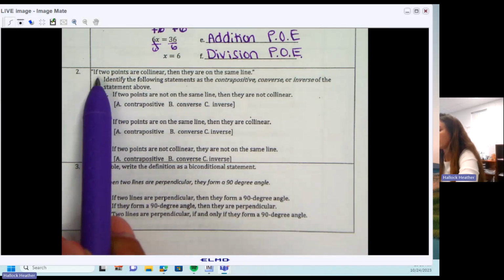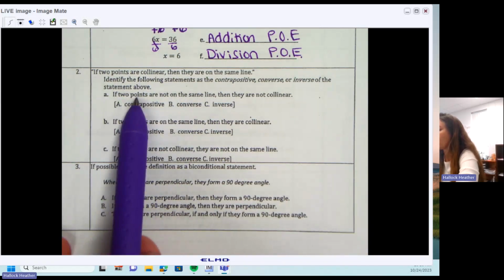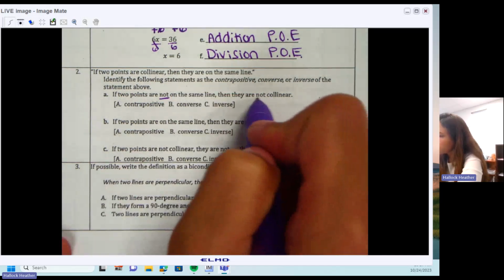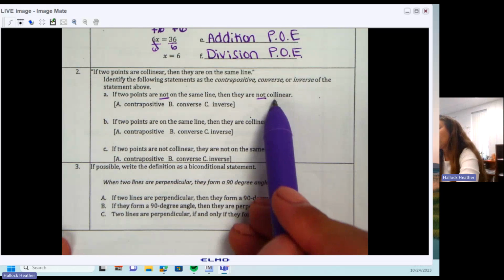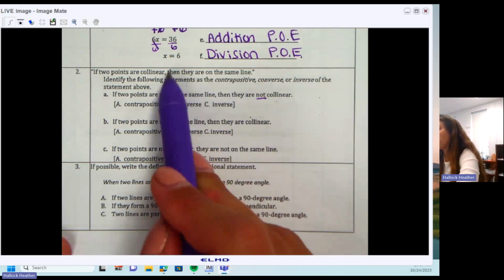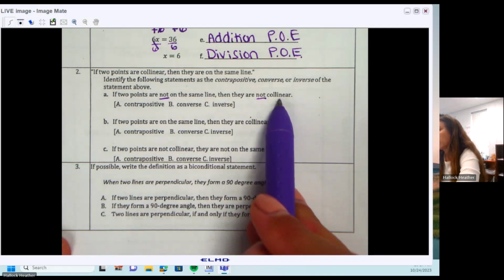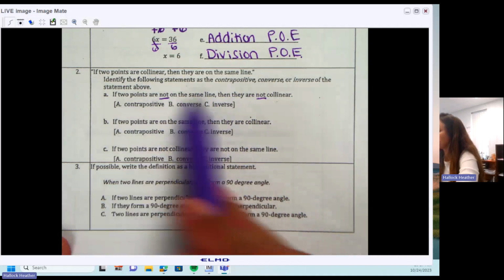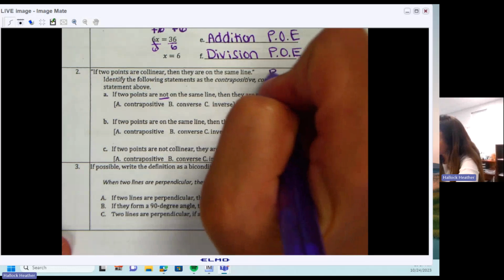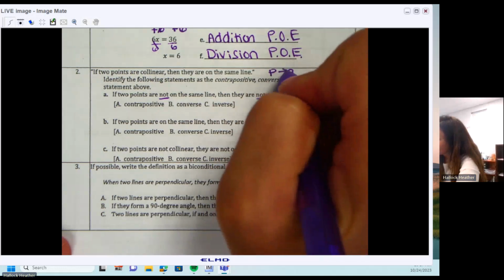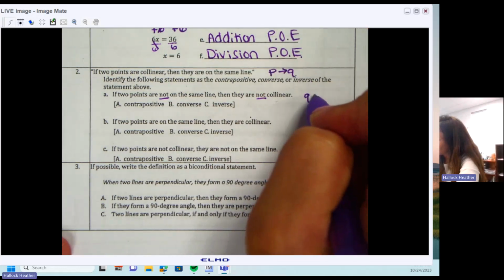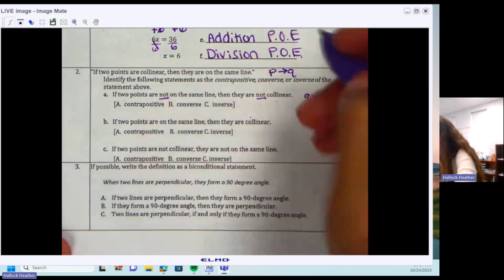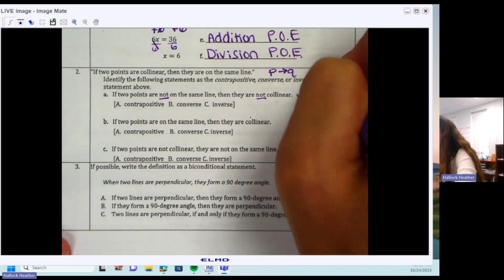So now my sentence is if 2 points are not on the same line, not and not, then they are not collinear. Notice the word collinear was in the front, now it's in the back. Same line was in the back, now it's in the front. So they switched the sentence. Normally it's P to Q. They switched it, Q to P. And they also negated the sentence. So they made it negative, meaning opposite of what it was.